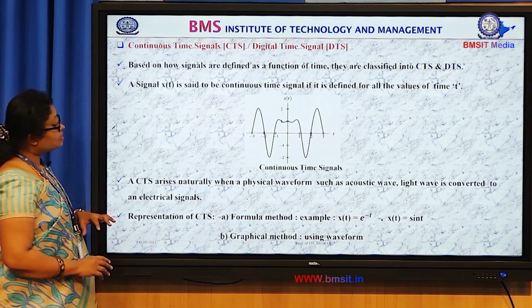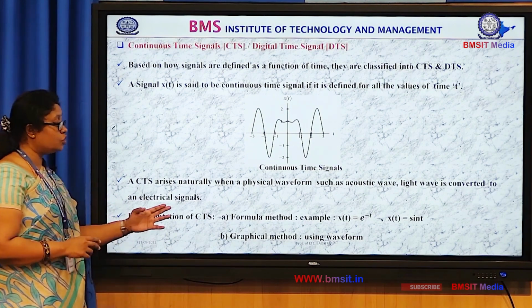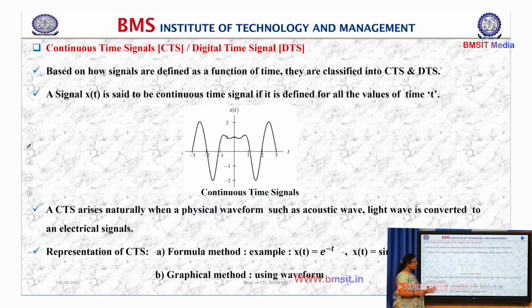To represent these continuous time signals, we have two methods. The first method is the formula method, where we can mathematically express the signal in terms of some mathematical equations. One such example is x of t is equal to e to the power minus t, where we get an exponential signal. One more is the sinusoidal signal, x of t is equal to sin t. Like that we can represent continuous time signals using a formula based method. The second one is the graphical method, where we can represent the signal using waveforms like this.